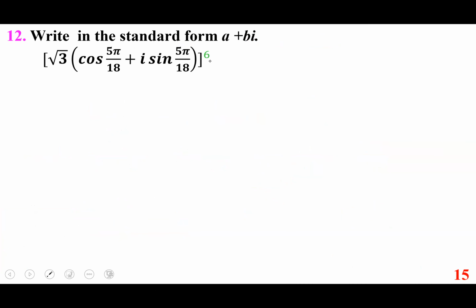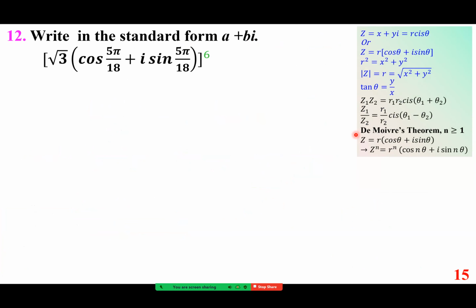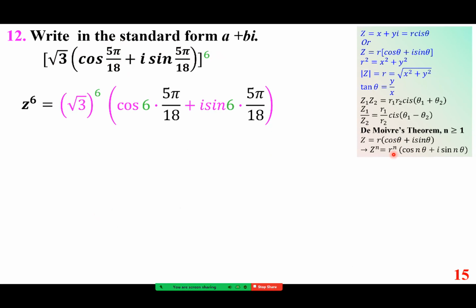We want to raise this to the power of 6. Reminding everyone about what's called De Moivre's theorem: if you have z as r cis theta and you want to raise it to the power of n, raise the modulus or magnitude to the power of n, and then multiply the argument theta by n. So we want z to the power of 6. That means we're going to raise this one to the power of 6, and then we're going to multiply this one by 6 according to this.